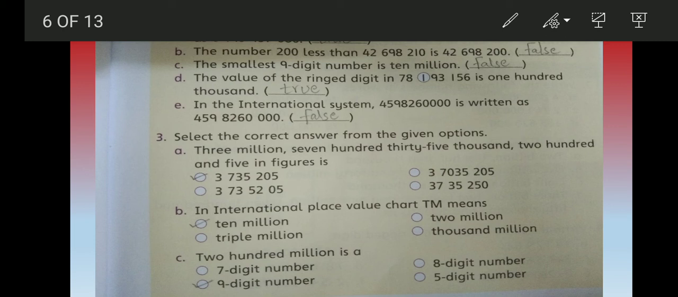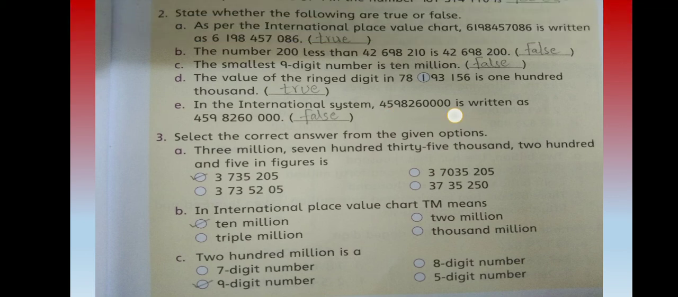In the international system, the number is written as this. So a number is given and we have to tell whether it is in the international system or not. You can see that there is a space after 4 digits, but in the international system there should be a space after 3 digits. So this is a false statement.